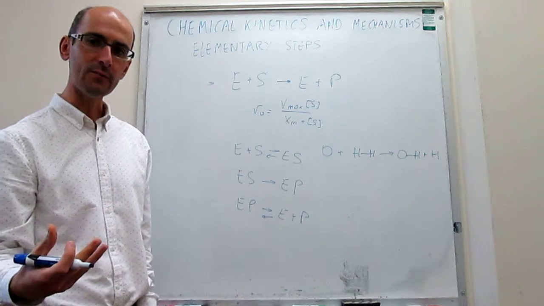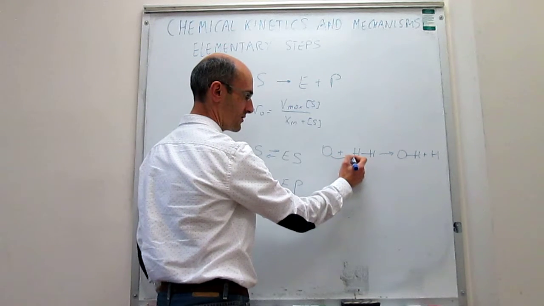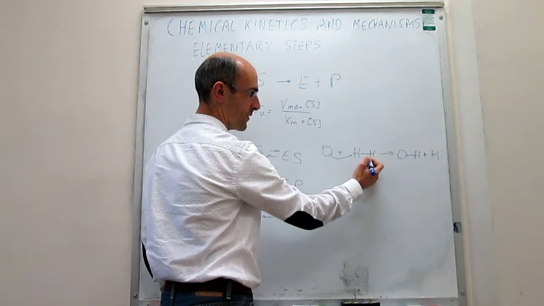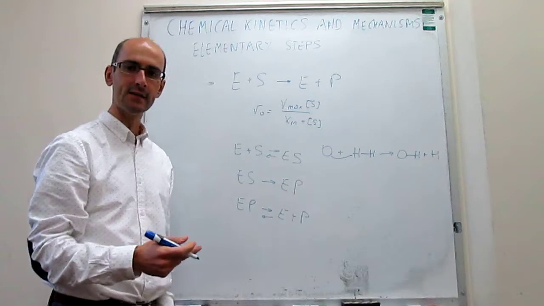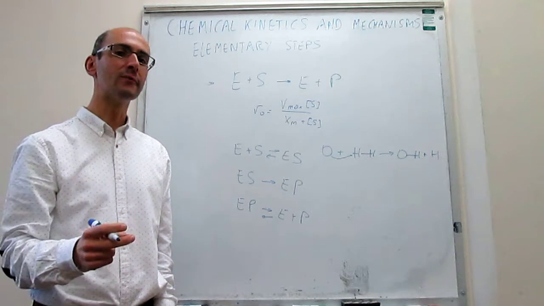So you can envision how the mechanism of this reaction is. Oxygen simply approaches H2, and then when the OH bond is formed, the HH bond is broken, and you generate OH plus H. Okay, so that will be just an elementary step. So here's something very important.